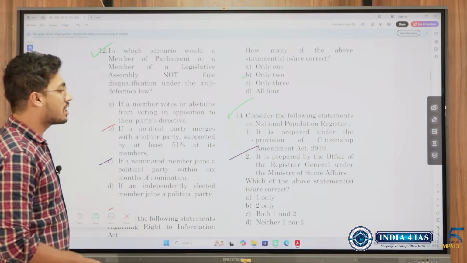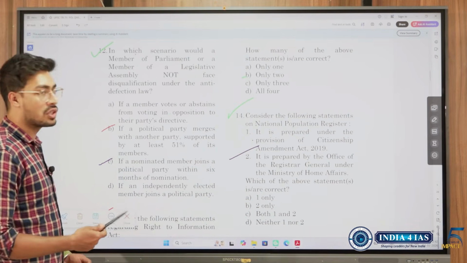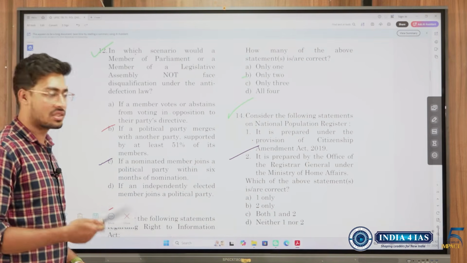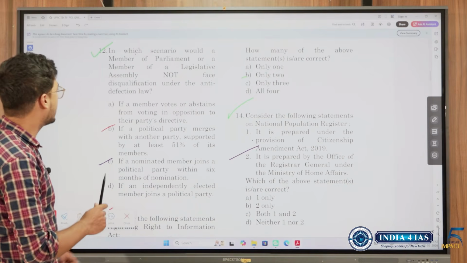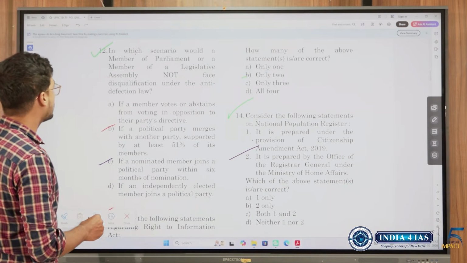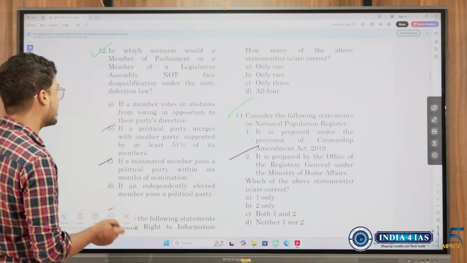Because the statements here are such that each statement is giving a different sort of hint. One is easy, one is giving guesswork, one needs a certain degree of value addition. So that is why I have done it this way. So in which scenario would a member of parliament or MLA not face disqualification under anti-defection?